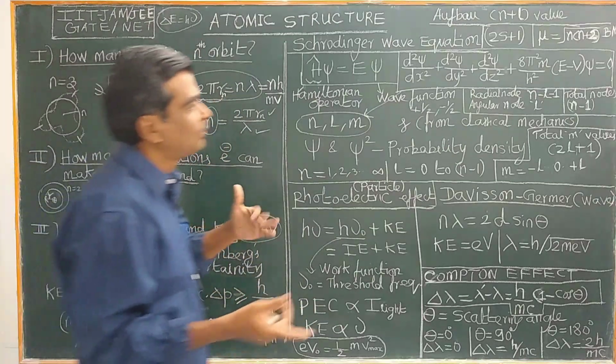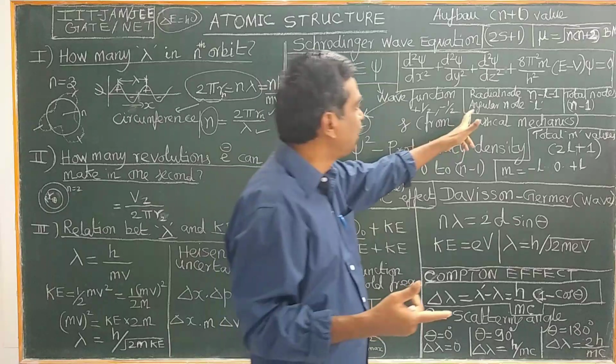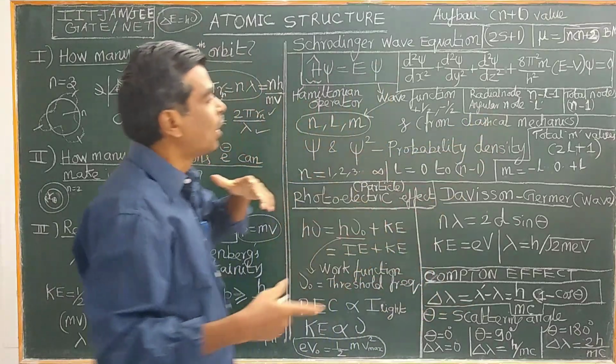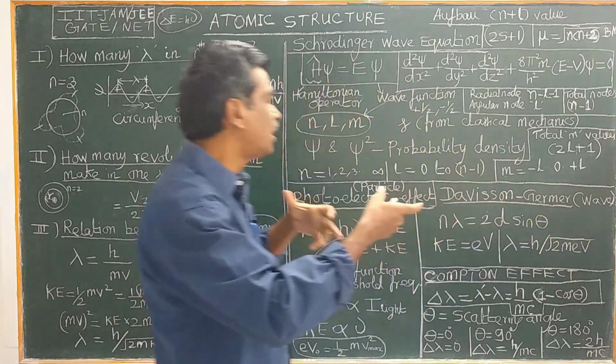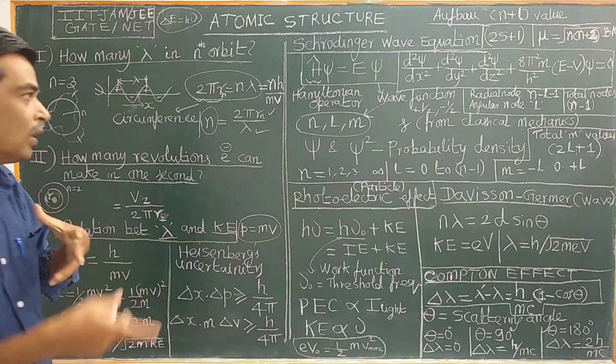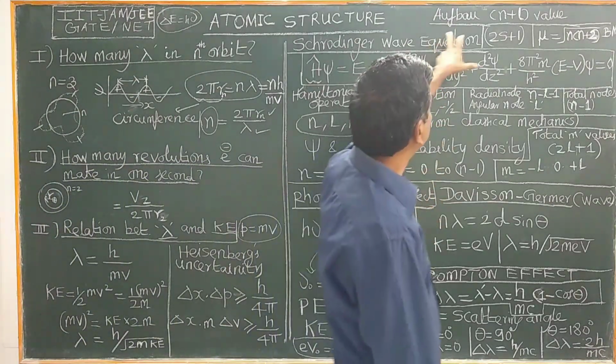For example, angular wave function, radial wave function. The angular wave function will give you the shapes of the orbital. The radial wave function will give you the radius of the orbital. Okay. Now let us see about the Aufbau principle.